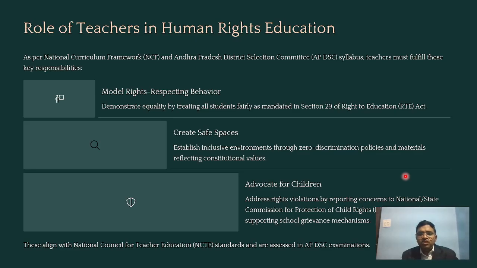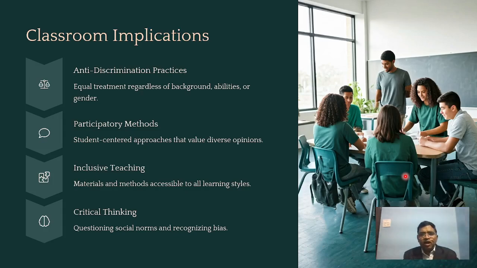So if some violence is happening, then you have to report to the NCPCR or SCPCR. It is the National or State Commission for Protection of Child Rights. Then you should support them. Then in the classroom, how are you going to implement this?